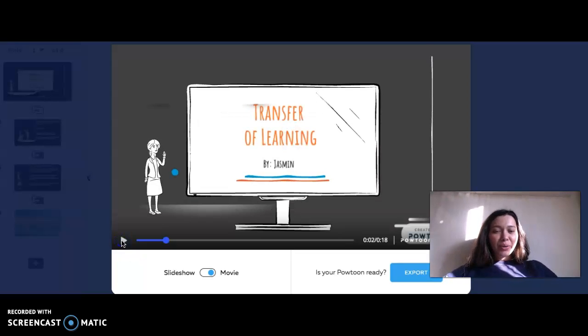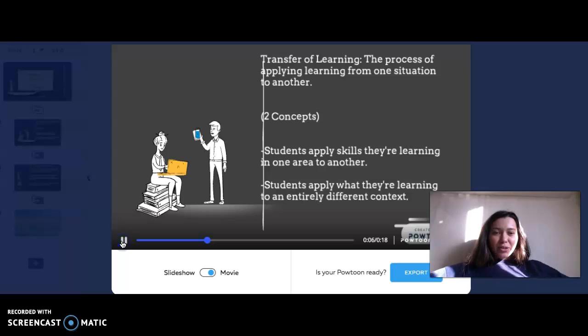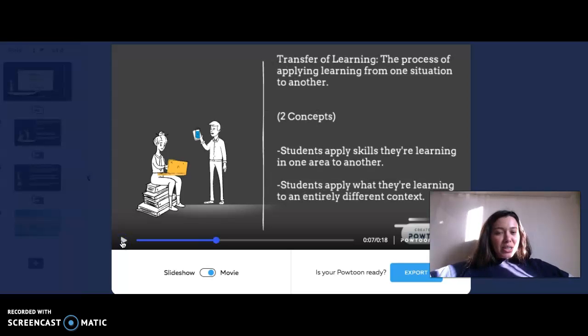So today we are going to be talking about transfer of learning. Transfer of learning is the process of applying learning from one situation to the other. So transfer of learning has two important concepts.